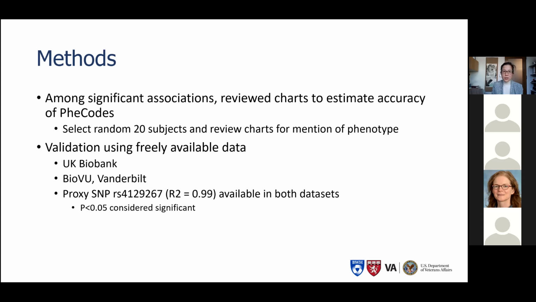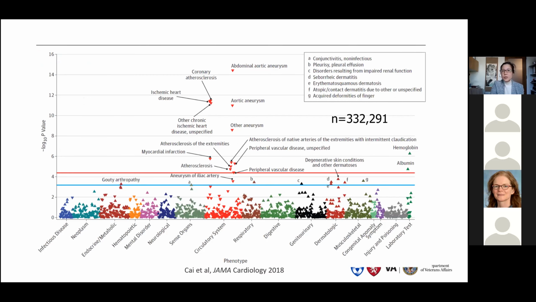And we additionally validated our findings in biobanks with freely available data, at the time UK Biobank and BioVU. Fortunately, a proxy SNP that was highly correlated with our SNP of interest was available in both data sets. And so this is our finding here. In the end, we had 330,000 subjects. On the x-axis you have the phenotypes, grouped by the ICD codes. On the y-axis, negative log P, and we're looking at that one SNP, one genetic variant for IL-6R. Triangles pointing down mean reduced risk. Triangles pointing up show increased risk.